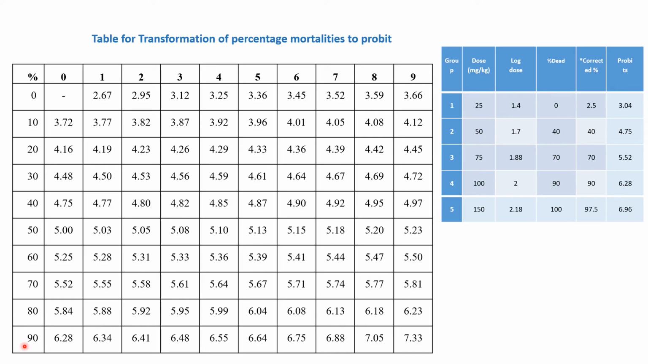Then the last one is 97.5. This is the 90, then we go here, this is the 97. What we need is 97.5, which is in between these two. So how do we calculate? 6.88 plus 7.05 divided by 2. So you will get the result as 6.96. Now in this particular experiment, I have also calculated the log dose. We require the log dose in order to plot the graph.